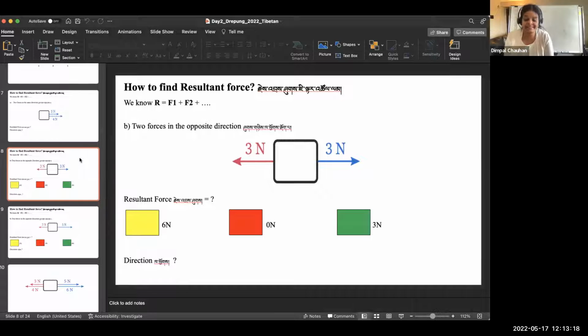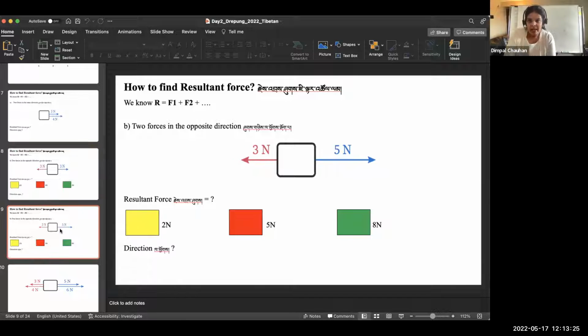Yes, there is no direction because force value is 0, right? How about this case? What is the resultant force and what is the direction?